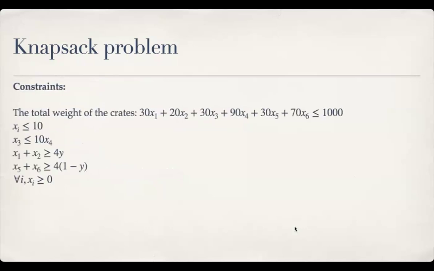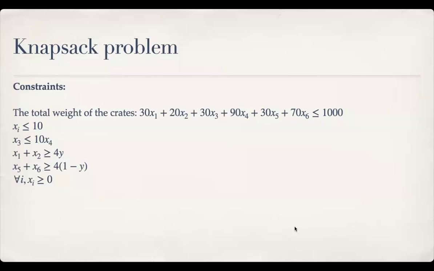First, the limit of our capacity: the weight of all crates we ship must be less than or equal to 1,000 kilogram. What else do we have? xi from x1 to x6 must be less than or equal to 10, right? Because we cannot ship more than 10 crates of the same type.